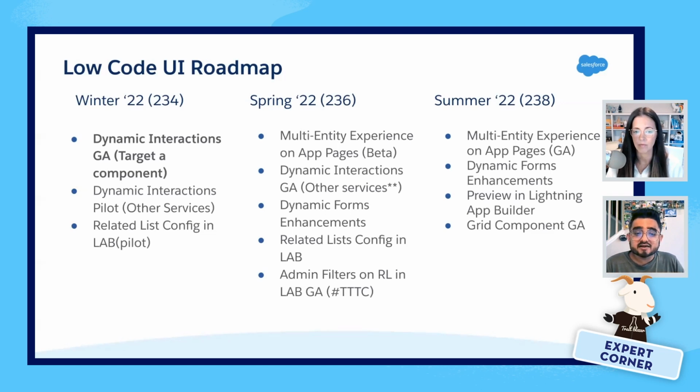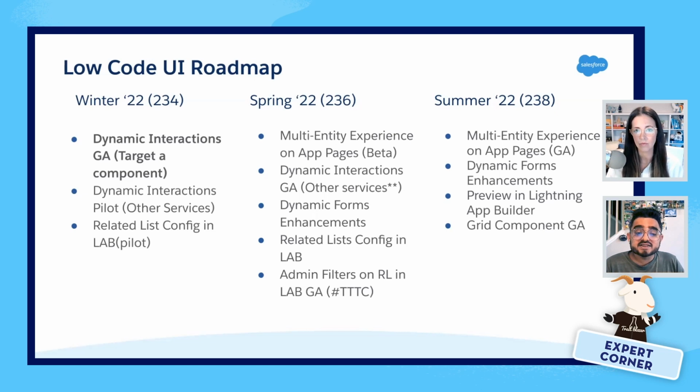What this means is, on Lightning app pages, you would be able to drag and drop fields onto the page and drive these fields using different entities and different records. And this is going to be huge. And we are going to GA other services for dynamic interactions. This is building upon the progress that we made in Winter 22. And there are some exciting dynamic forms enhancements in place that will be shipping in Spring 22 as well.